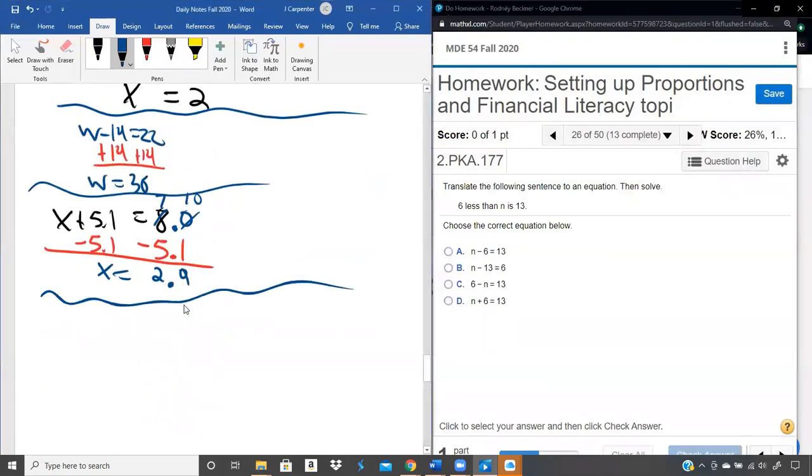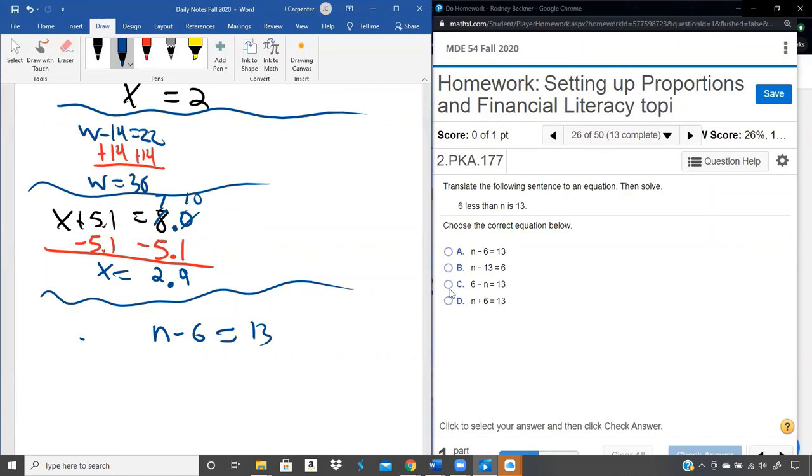Something I brought up at least once before, either in this course or 154, I think in this course, is that we have some special phrases when we're going from sentences to equations or expressions. Phrases like less than means you're going to reverse the order of what you see. So 6 less than n is not 6 minus n, it's actually n minus 6. Again, less than reverses the order of those two things. The word is means equals in equation words, and then 13 means 13. They didn't ask us to solve it, they just asked to set it up. n minus 6 equals 13.